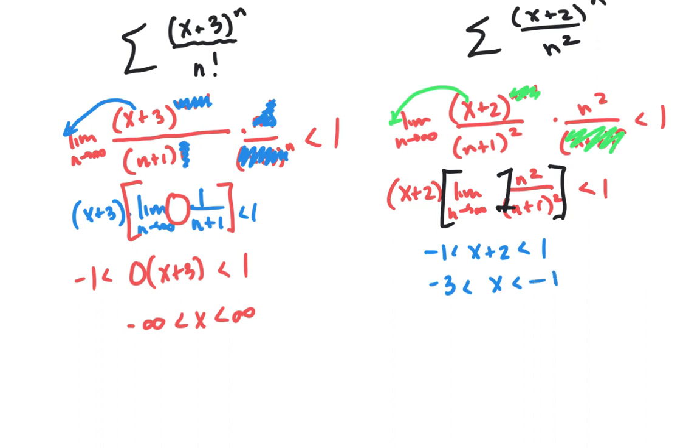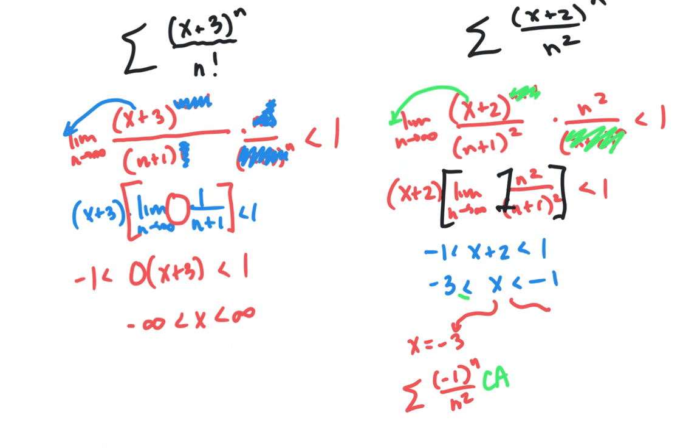Now we've got to check our endpoints. If I plug in negative 3 to my original series, I get negative 3 plus 2, so I get negative 1 to the n over n squared. Well, this is using my alternating series test. This is absolutely convergent. This converges absolutely, so I put an equal sign on negative 3.